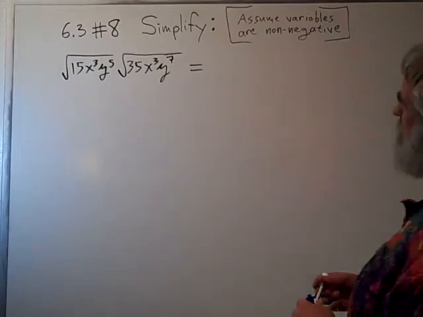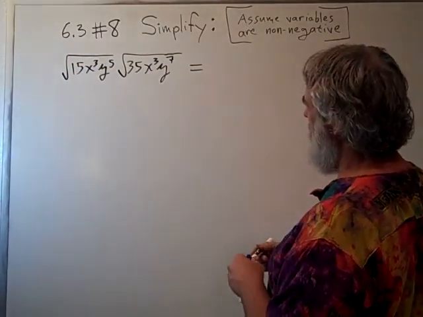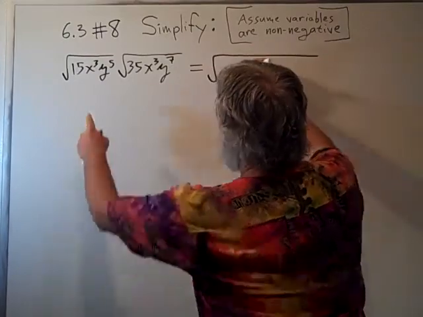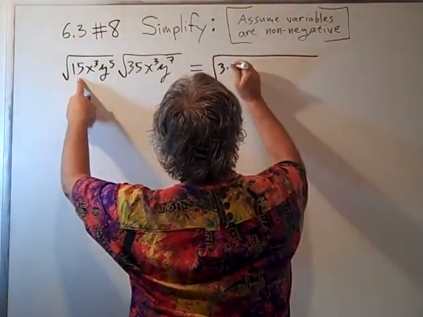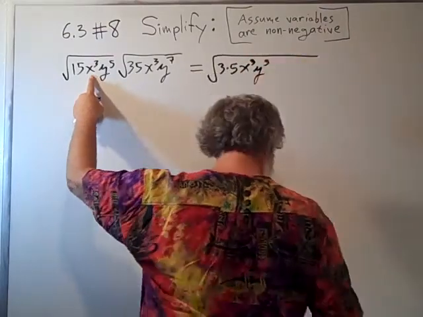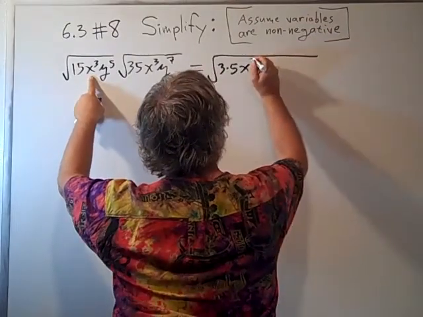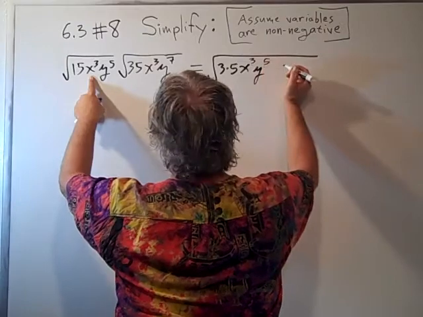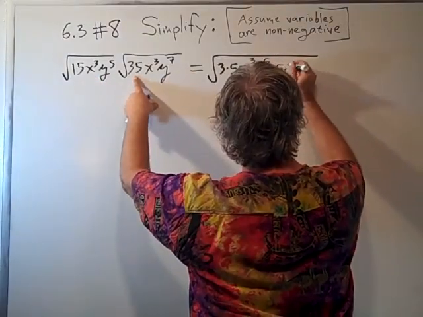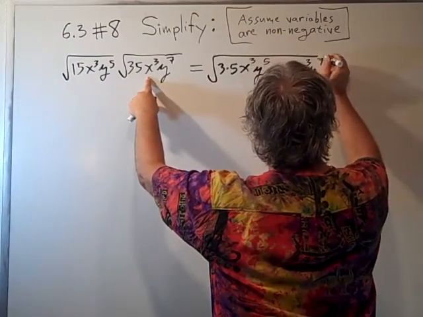Okay, to simplify this, let's first combine them both under one radical. At the same time, let's factor completely all of the coefficients there. So what we have is 15 is 3 times 5. Then we have x to the third, y to the fifth. Those are hard to read. And 35 is 7 times 5, or 5 times 7. And then x to the third, y to the seventh.